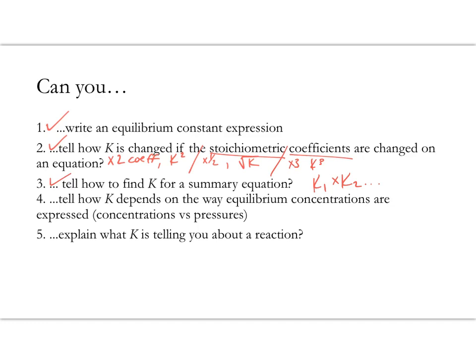Let's see, tell how K depends on the way equilibrium concentrations are expressed. If a question mentions equilibrium pressures, then you would write a Kp expression. If it doesn't designate anything, generally Kc is fine. And you should also be able to explain what K is telling you about a reaction. If K is greater than 1, then when the system's at equilibrium, there will be mostly products. If K is less than 1, it would be mostly reactants. And if K is equal to 1 at equilibrium, you would generally have equal concentrations of reactants and products.